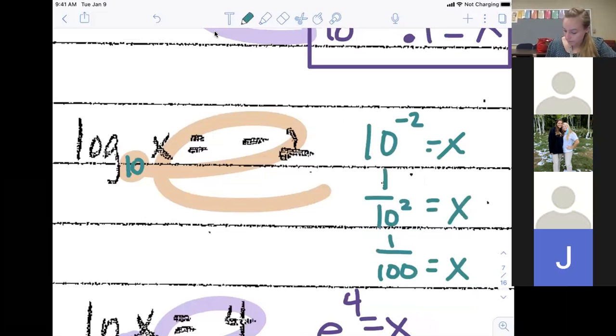Ooh, that's not what I wanted. All right, that's as good as we're going to get today. Whatever. Okay, so 1 over 100 equals x.